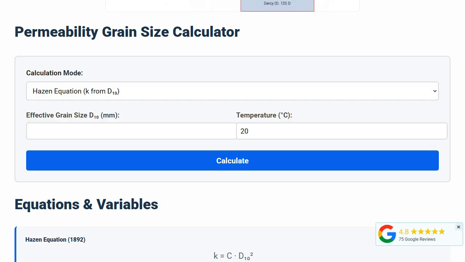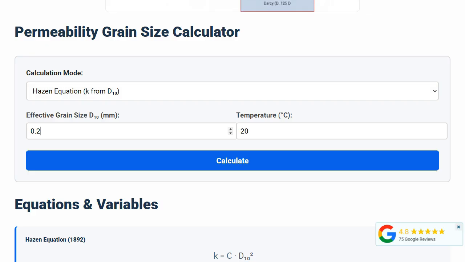To use this calculator, you'll need to enter several key parameters. First, input the effective grain diameter, known as D10, which represents the grain size where 10% of particles are finer. Enter a value like 0.2 millimeters for a typical sandy soil.